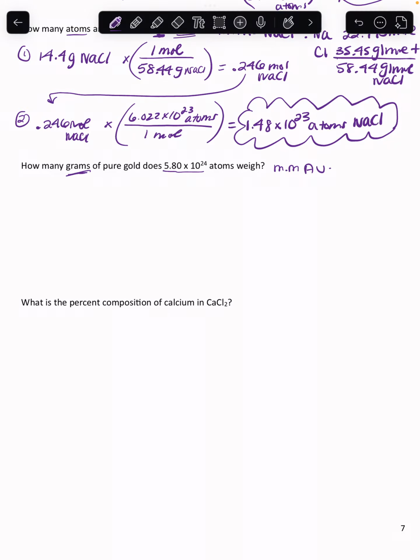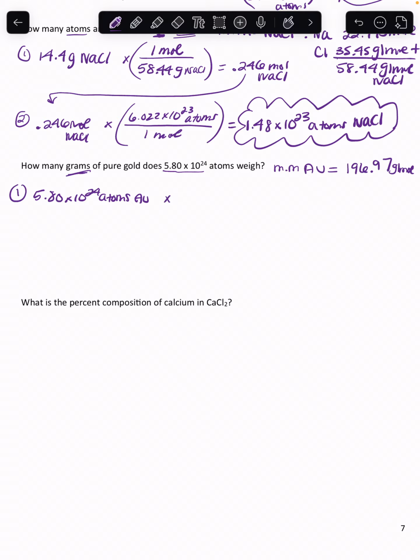And it's lovely because it's only one element. So go to your periodic table, pull that molar mass. For this one, I got 196.97. And you'll use that in the second part of our calculation. Part 1, however, I'm just going to start with what I was given. 5.80 times 10 to the 24th atoms of gold.